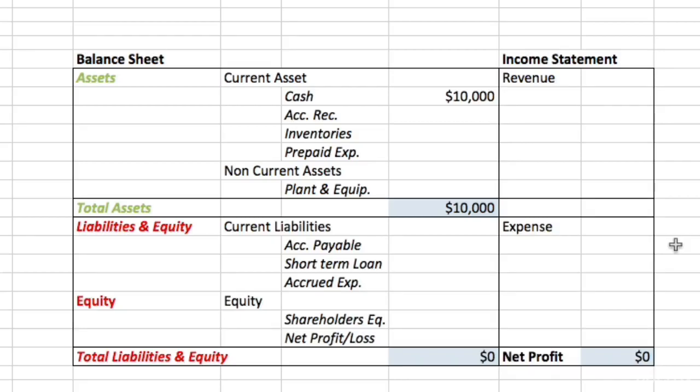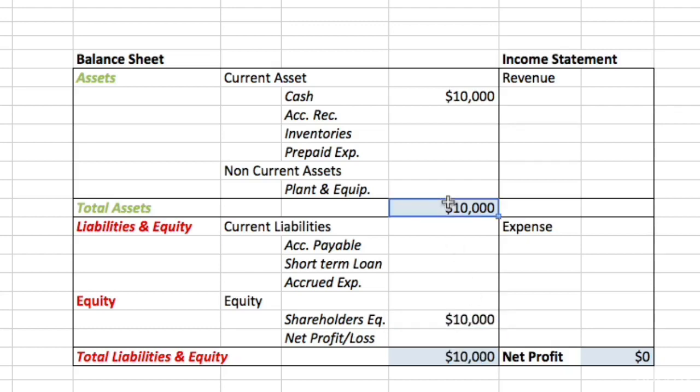Let's assume the case in which we start with the balance sheet. Assuming that you know how the balance sheet works, you should know that the balance sheet has two main sections, an asset section and a liability and equity section. In this particular case, we start with $10,000 at the bank, but this $10,000 was put into the business by the shareholders. That's why we add $10,000 here.